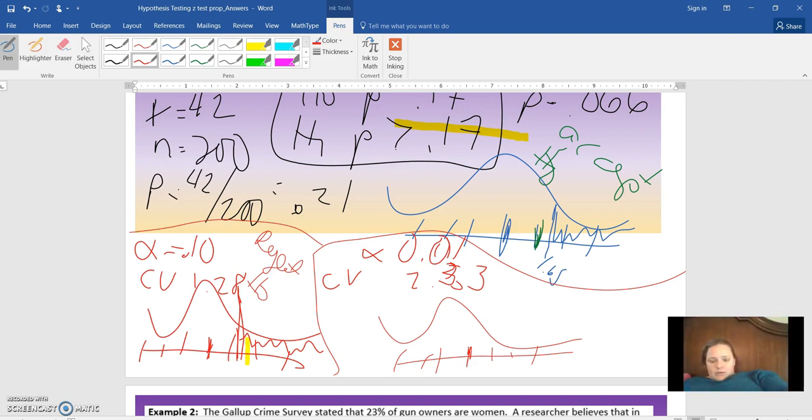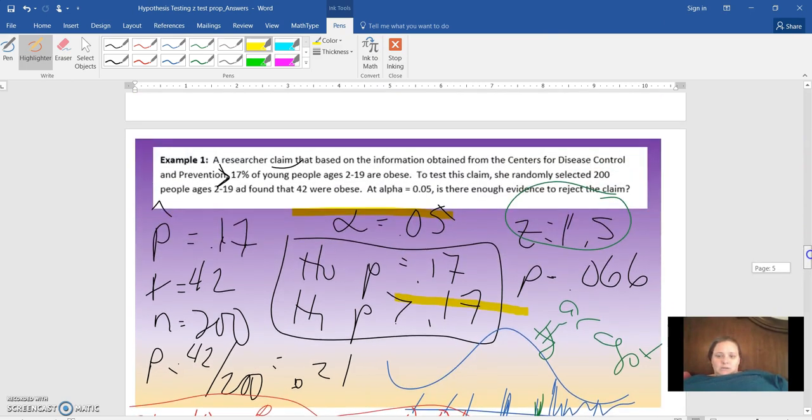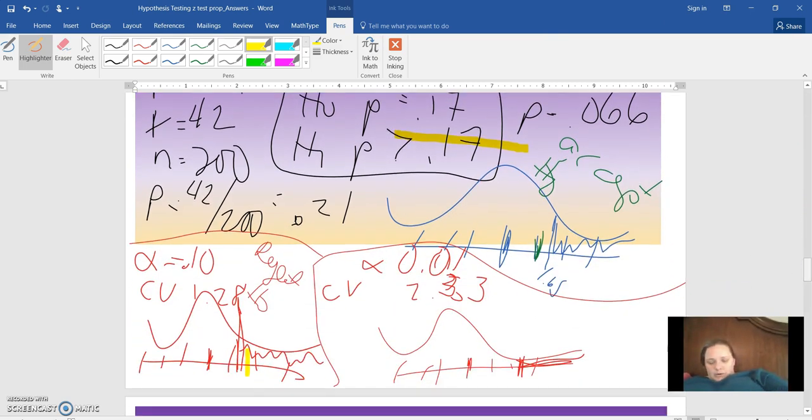All right, 2.33 is right after 2. So it's like right there. And then we're comparing 1.5. So 1.5 happens between 1 and 2. So it's right there, and it's also in the white. So when it's in the white, we accept the whole.